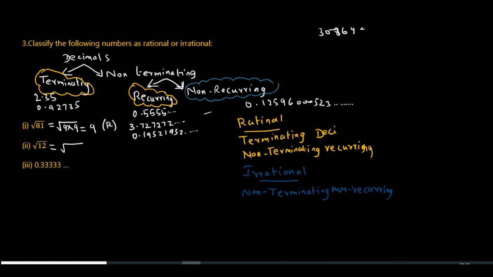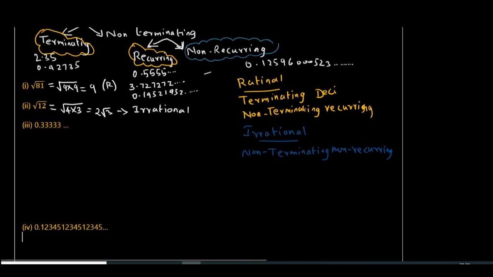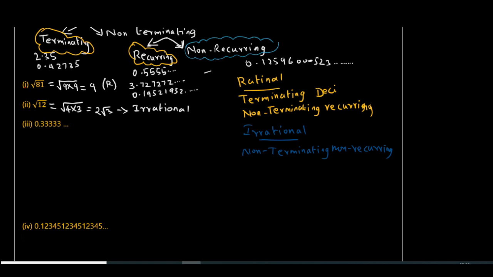Second one, 12. So 4 3s are 12. It can be written as 2 root 3. As you know very well, root 3 is an irrational number. So this is an irrational number. Now look at the decimal. As I told you, here 0.3333, the same number repeated over here. So this is non-terminating but recurring. So this is a rational number. We will check that.